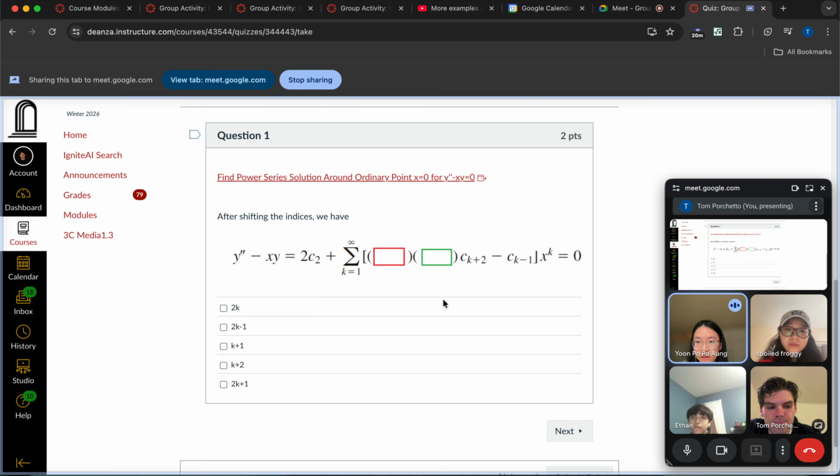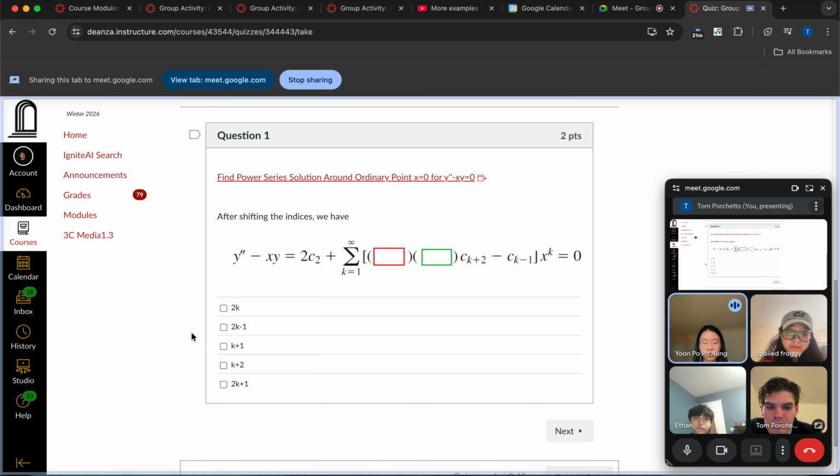For this question, I have y double prime minus x y equal to 0, and I'm finding the series solution of this equation. When x0 is 0, then y is equal to c0 plus c1x plus c2x squared plus c3x cubed, and so on. That will be the summation of n equal to 0 of Cn x to the power n.